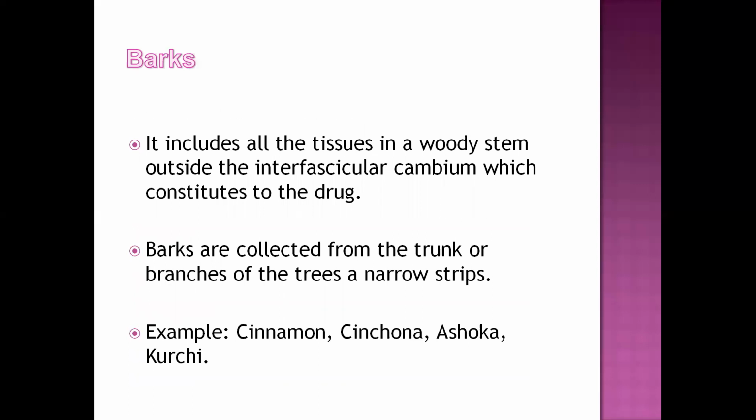What are barks? You all must have seen, what is bark? Outer layer, that is the chhal. It includes all the tissues in the woody stem outside the interfascicular cambium, which constitutes the drug. And barks are also collected from the trunk or branches of the trees in narrow strips. Trunk, the main portion of the tree. Examples of barks are cinnamon bark, cinchona bark, ashoka bark, and kurchi bark.